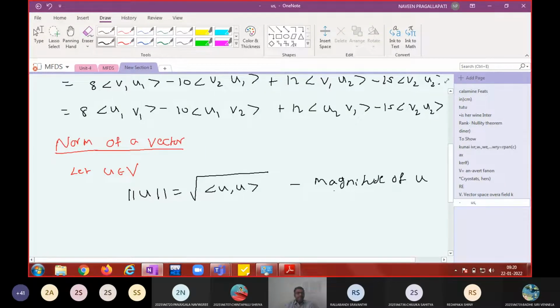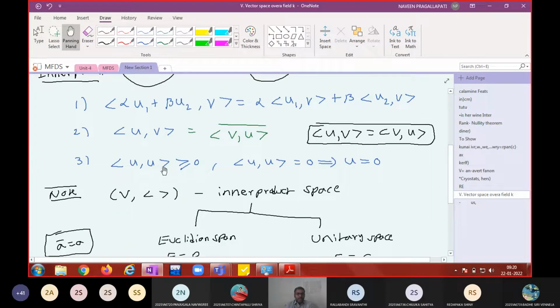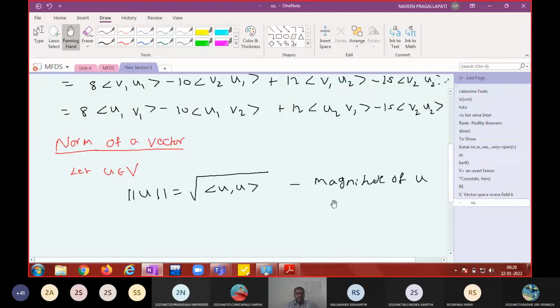Magnitude of the vector. Okay, and this is possible. Why? Because in the definition we said the inner product of u comma u is always greater than or equal to 0. So the inner square root is always possible because this is a non-negative number. I can always take the square root of a non-negative number. So it is making some sense.